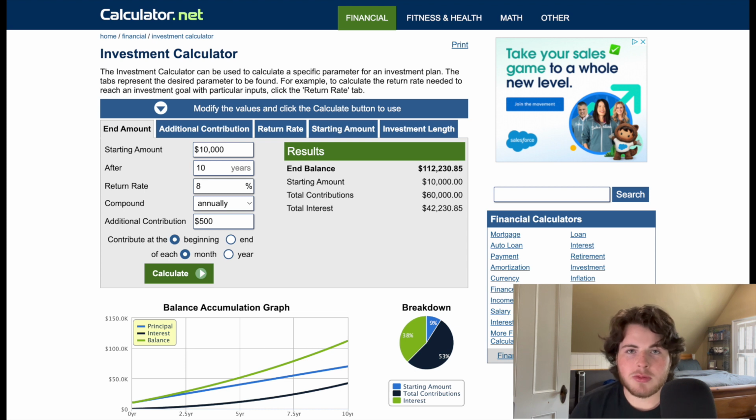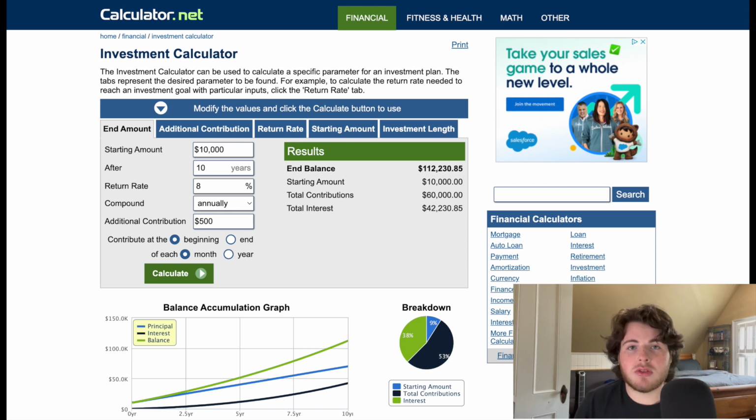And for the first example, we're going to go 10 years out. I'm going to say an average rate of return of 8%. And I'm going to say additional contributions of $500 a month, which is obviously a lot, but I think that's just a good number for this example. And I'm setting the contributions to the beginning of every month. So if you look at the returns, you will have over $112,000. So in this example, you make about $42,000 in profit, which is pretty good. But for 10 years of investing consistently, that maybe doesn't seem like that much.